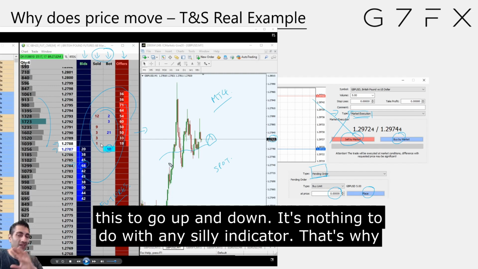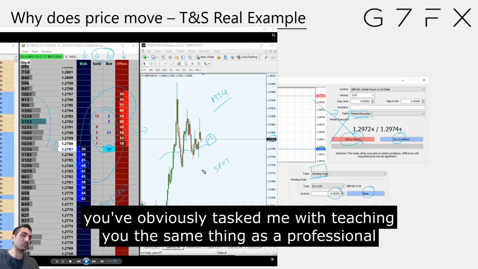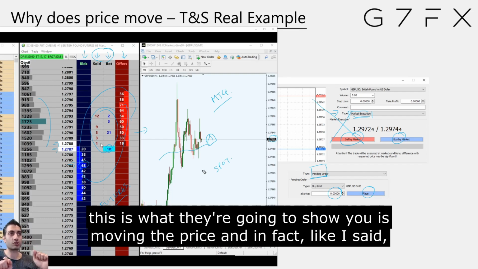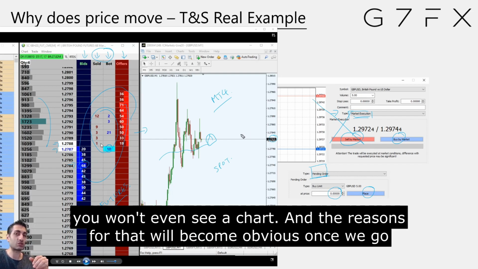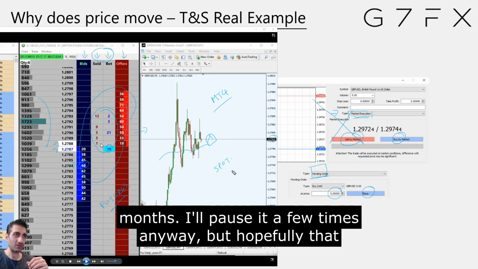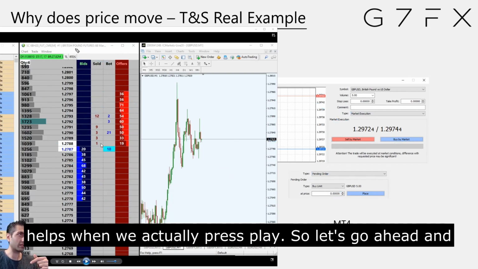It's nothing to do with any silly indicator, and that's why you've tasked me with teaching you the same things a professional firm would. So you've got to imagine, if you're sitting right now in a professional firm, guys, this is what they're going to show you is moving the price. And in fact, like I said, you won't even see a chart. The reasons for that will become obvious once we go through this example, why you don't actually need a chart, especially not for the first few months. So I'll pause it a few times anyway, but hopefully that helps when we actually press play.